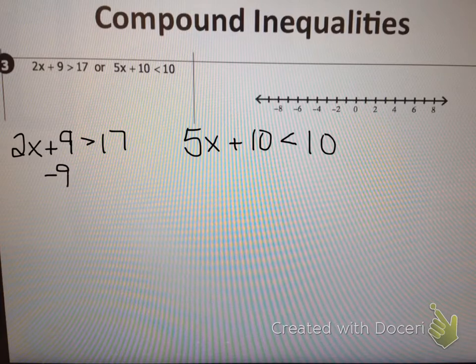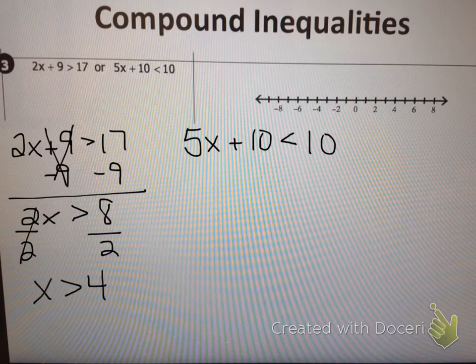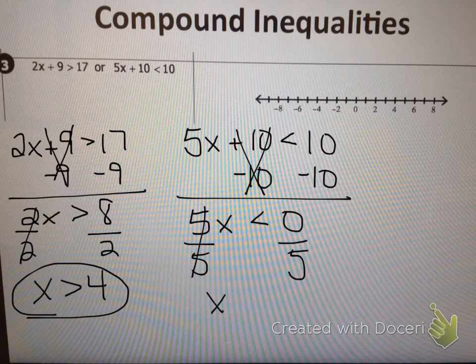We subtract 9 on the first one. We would have left 2x is greater than positive 8. Divide on both sides by 2. And x is greater than 4. The other inequality is solved almost the same way, but we're using different numbers. We'll subtract 10 first, canceling out our 10s. We'd be left with 5x is less than 0. Divide by 5. And x is anything less than 0.